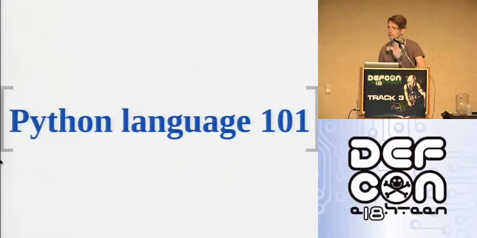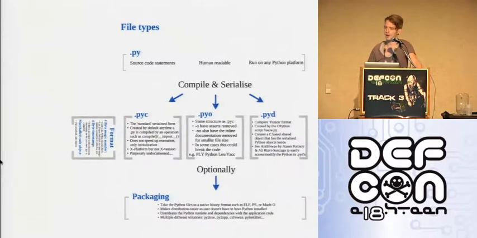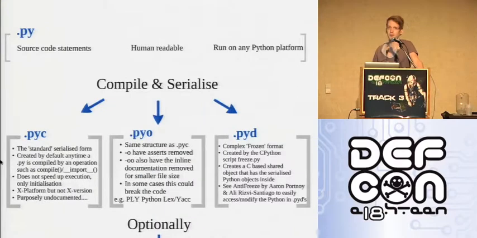So we're going to blast through this because we haven't got much time, like a 101 of the Python language. So obviously there's a fair amount of different file types with Python. The py is the one that everyone will be familiar with. It's where the source code lives. It's human readable. Obviously you can take that py and run it on any Python platform.